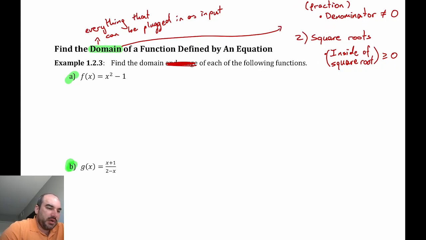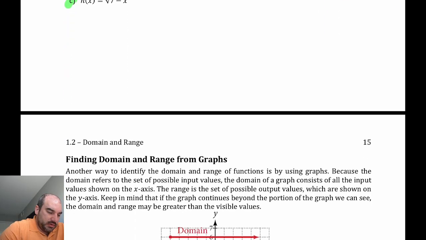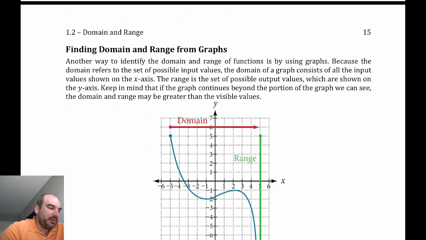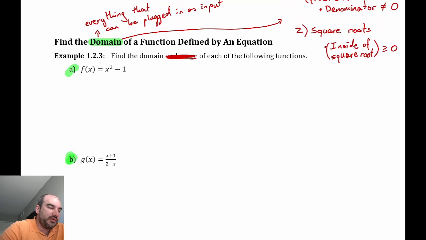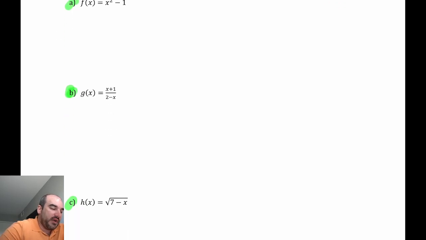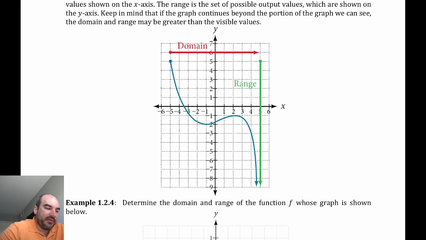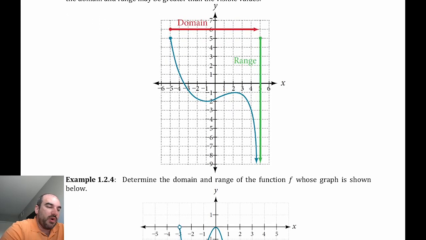Okay, so moving on, using graphs, how do we find domain and range? So we talked about how to find the domain of an equation. We can talk about finding domain and range from a graph, and this is a great illustration for what we mean by domain and range on a graph.